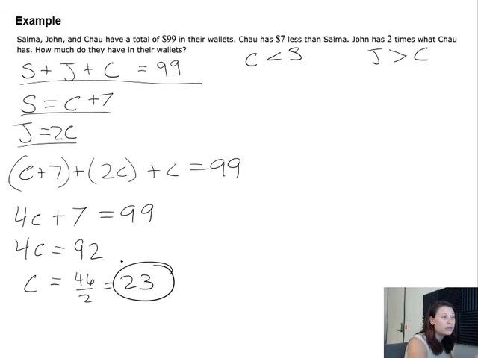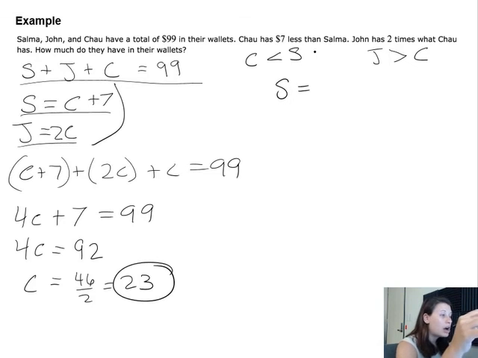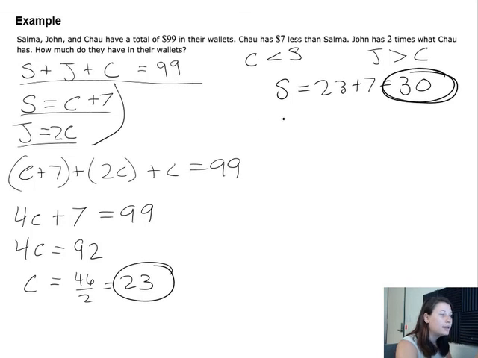So Chow has 23. That's not our answer. That's just Chow, right? We also want to find how much Salma and John have. So we can use these 2 equations. It's already in terms of C, right? So Salma then has Chow plus 7, right? So 23 plus 7 is 30. So that's how much Salma has. Then John is 2 times Chow, which is 23. So 2 times 23 is 46.